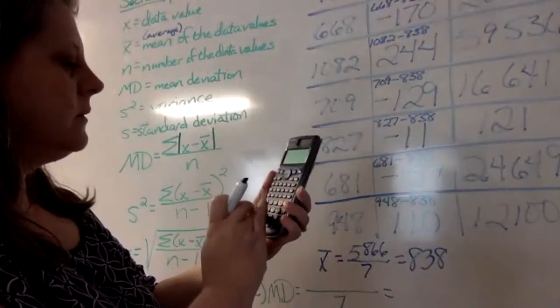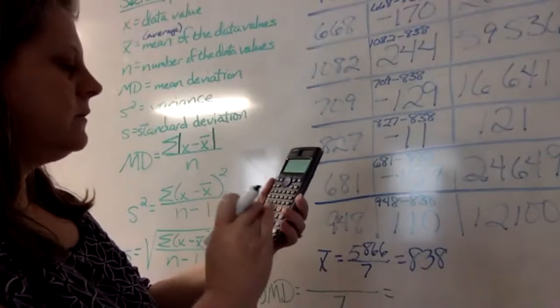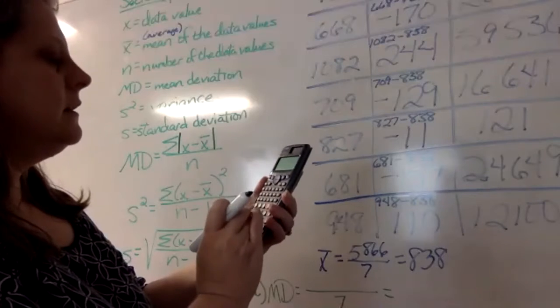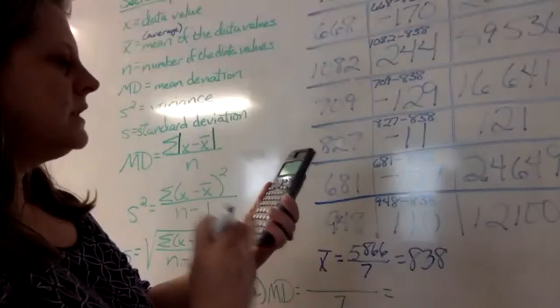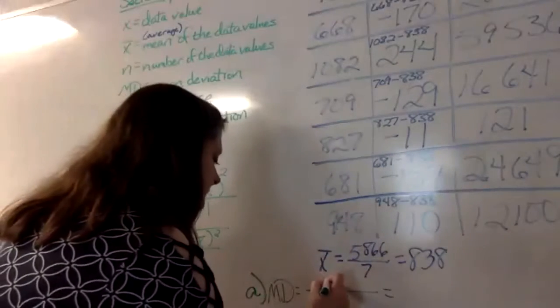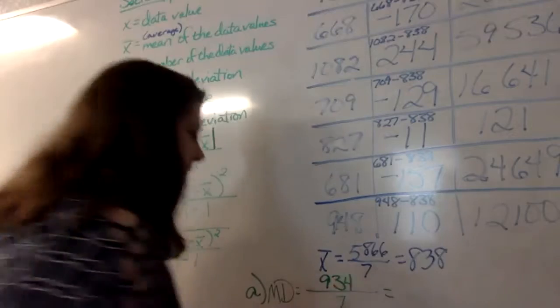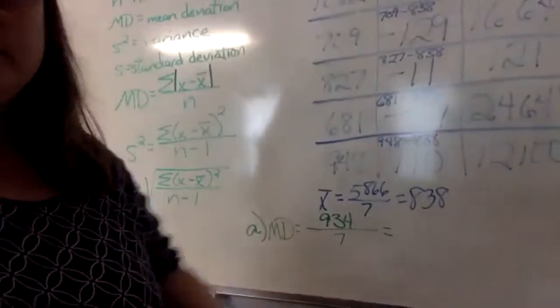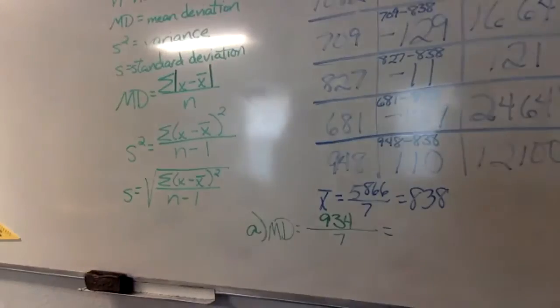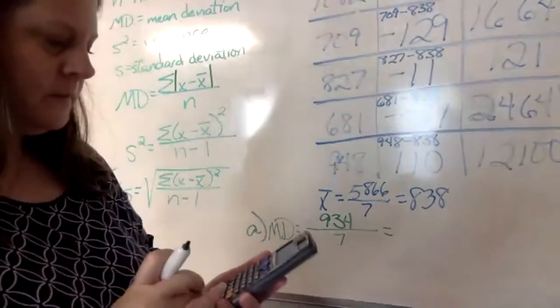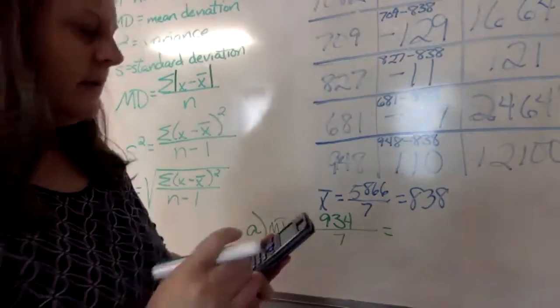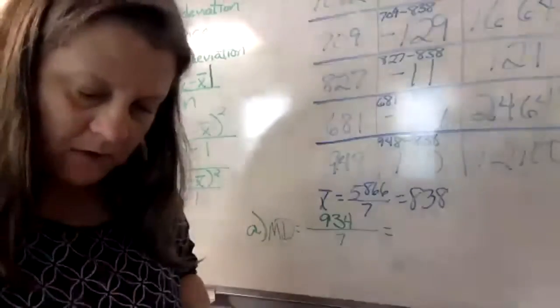113 plus 170 plus 244 plus 129 plus 11 plus 157 plus 110. Now I get the answer they said. I got 934. Are y'all getting that? Yes, ma'am. All right. And we divide that by 7, and we get a big long decimal.